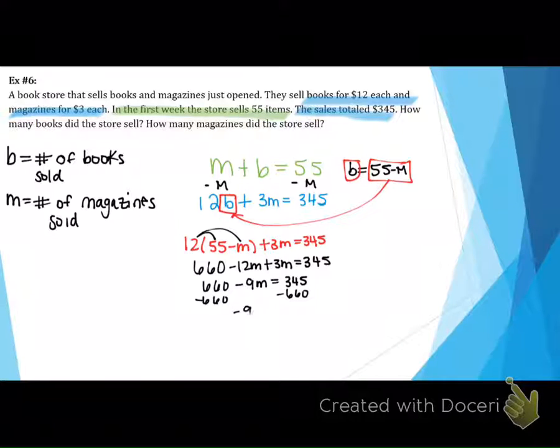Connor, can somebody do 345 minus 660? Did you get the same thing, Emma? Negative 315. Okay, good. I just want to check because I've done a whole problem with a kid telling me something from their calculator and then it's been wrong.